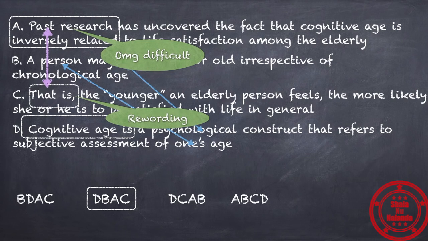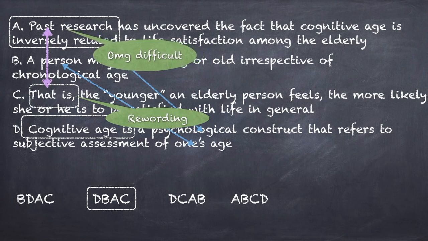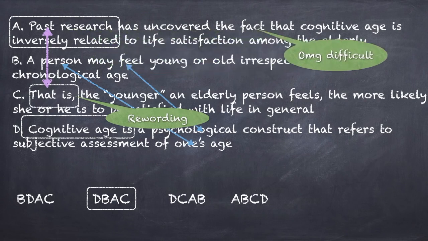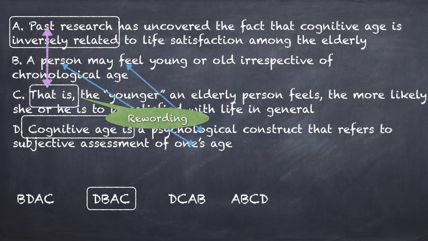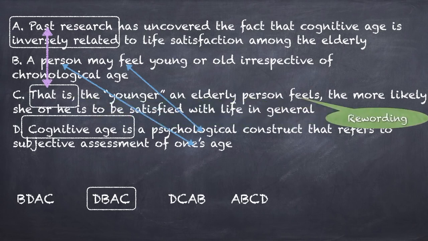So I know also that C should come after A, right? So AC is a pair. So basically we're looking at connections between sentences and how can I find those connections, right? So now if I look at A in detail, past research has uncovered the fact that cognitive age, that I know now in my head is the feeling age, is inversely related to the satisfaction among the elderly. I might not be able to think too quickly what inversely means, but in C it says that is, the younger an elderly person feels.